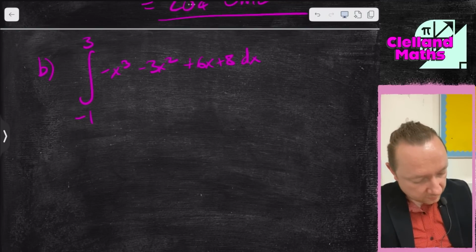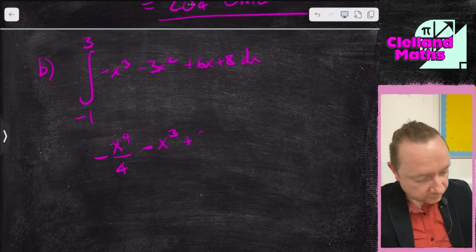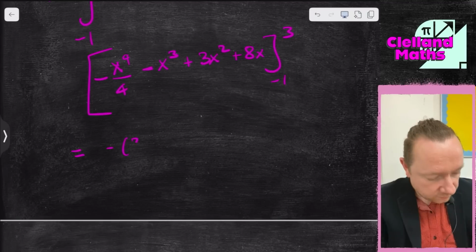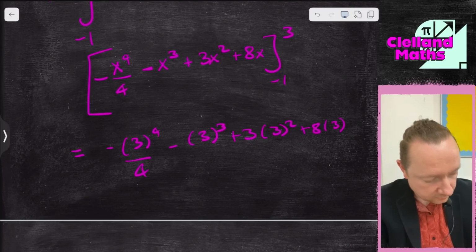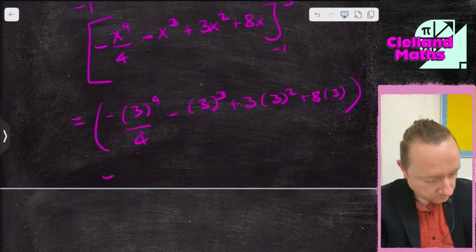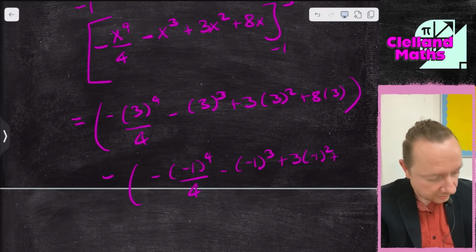So if I just take that, I get minus x to the 4 over 4 minus x cubed plus 3x squared plus 8x, all between minus 1 and 3. And then we just sub in. Minus 3 to the power of 4 over 4 minus 3 cubed plus 3 squared plus 8 3's. Take away minus 1 to the 4 over 4 minus 1 cubed plus 3 minus 1 squared plus 8 minus 1's.